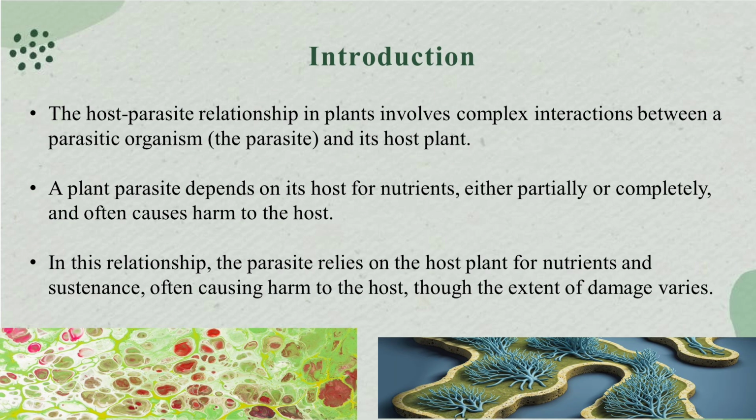Introduction. In nature, some plants act as parasites, relying on other plants called hosts for nutrients. This is known as the host-parasite relationship. The parasite attaches to the host and takes nutrition to grow. Sometimes the parasite takes just a little, but other times it takes so much that it harms the host. The damage to the host can vary from mild to severe harm, depending on how much the parasite takes. So in this relationship, the parasite benefits by getting food, but the host often suffers as a result.